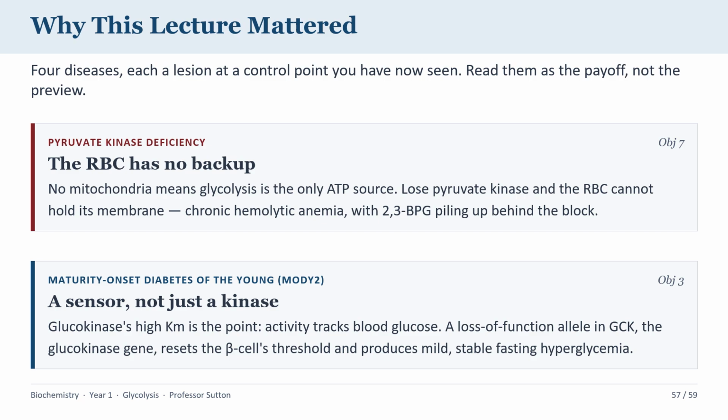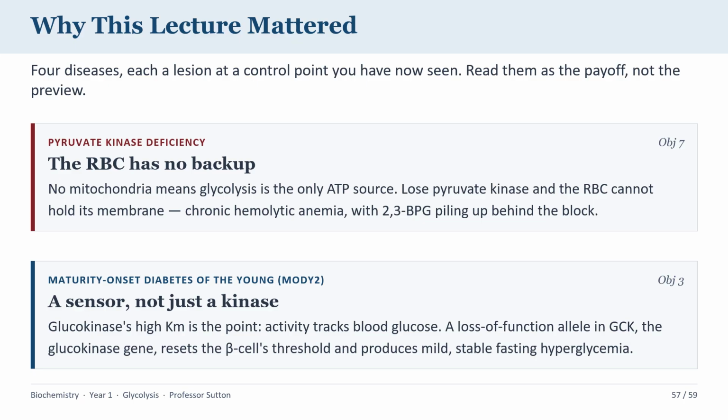Four diseases, each one a lesion at a control point. Pyruvate kinase deficiency. The red cell has no backup. Losing the last ATP-producing step costs it its membrane. Chronic hemolytic anemia with 2,3-bisphosphoglycerate piling up behind the block.